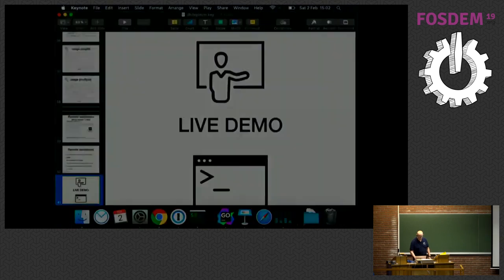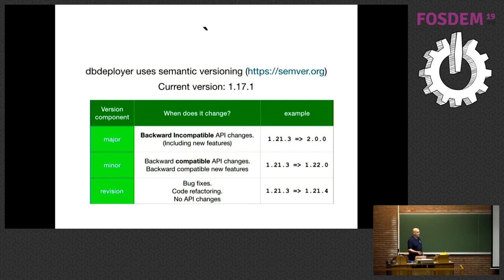So one thing that is important to know is dbdeployer uses semantic versioning. What does it mean? It means that if I do a bug fix, you will see that the last number will change. So from 1.21.3 to 1.21.4. If I do a new feature, you will see that the middle number will change. So you will know that there is something new, but you should not be worried that it will break your work. If you see a change that goes from one something to two, it means that I am breaking compatibility, and this means that you cannot use the same version with your current applications.